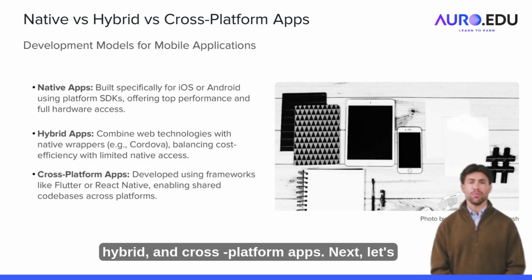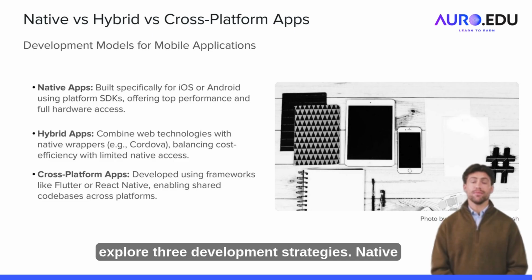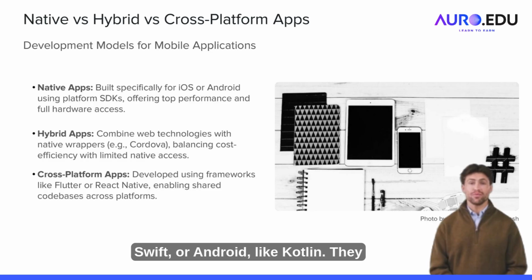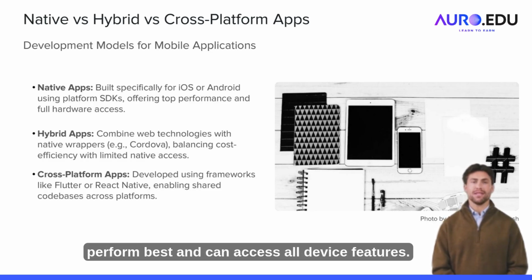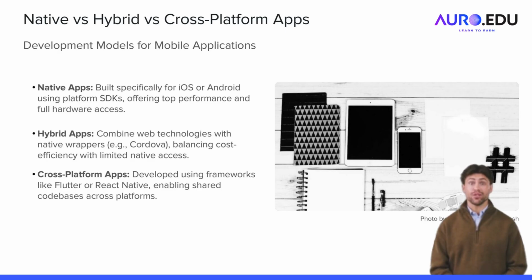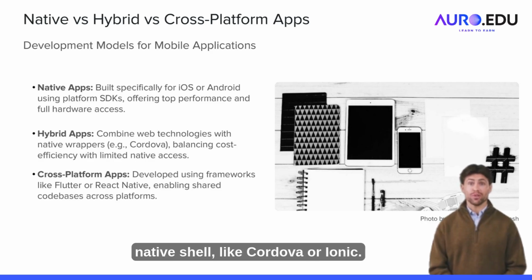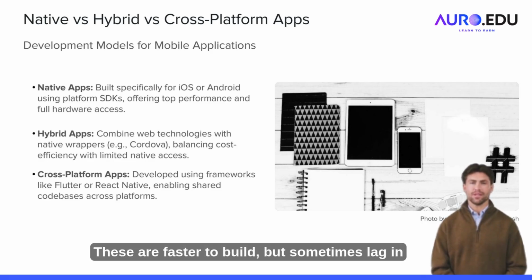Native, hybrid, and cross-platform apps. Next, let's explore 3 development strategies. Native apps are written in languages specific to iOS, like Swift, or Android, like Kotlin. They perform best and can access all device features. Hybrid apps use web technologies inside a native shell, like Cordova or Ionic. These are faster to build, but sometimes lag in performance.